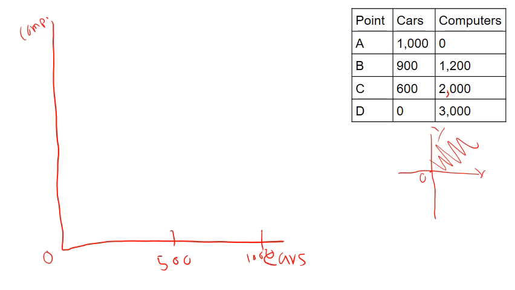I'm just going to sketch this kind of rough. Computers, the maximum computers is 3,000. Let's say that's 3,000 here, which means that'll be about 1,000, that'll be about 2,000.